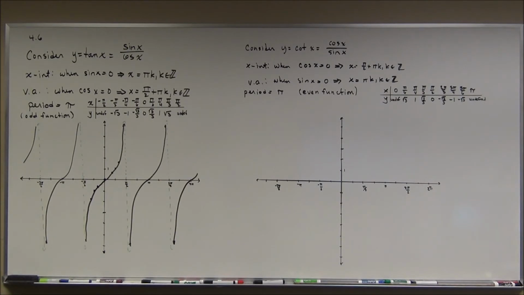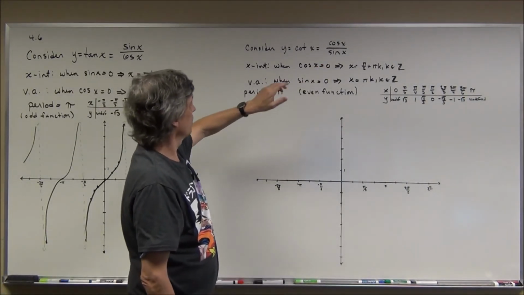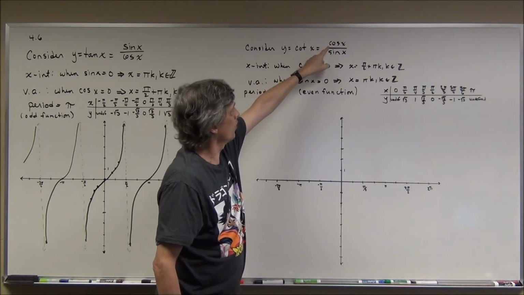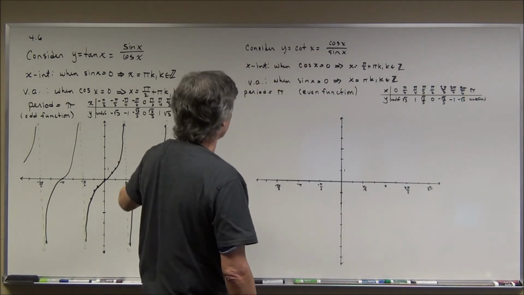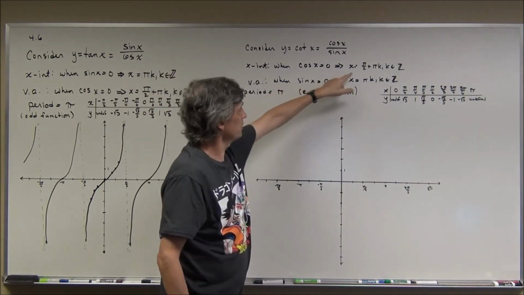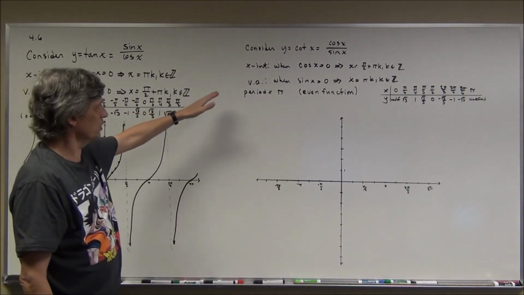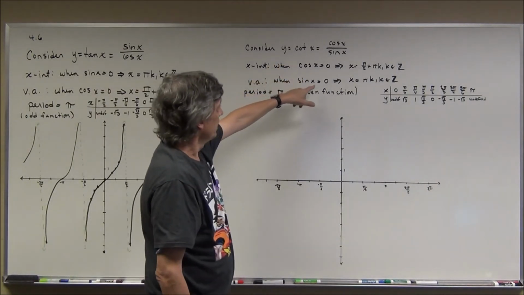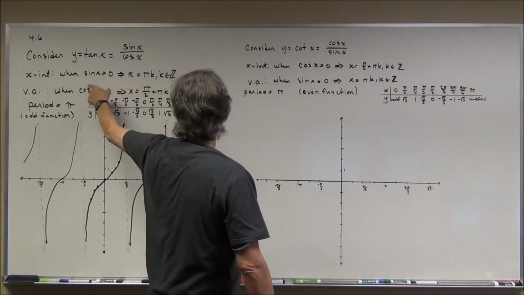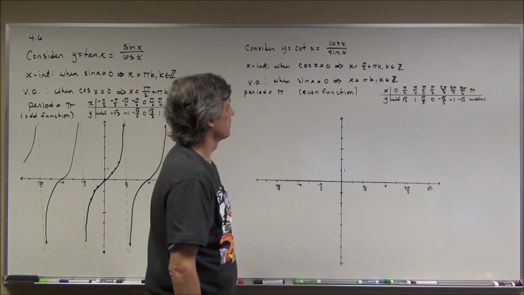Now remember that the cotangent of x is defined as the cosine of x over the sine of x, also another quotient identity. And of course, if we're looking for x-intercepts, we want to know when the numerator, which is the cosine of x, is equal to 0. Well, we looked at that back here when we were looking at vertical asymptotes, pi over 2 plus pi k, k an element of the integers. And the vertical asymptotes, when the denominator is 0, happen at multiples of pi, pi k, where k is an element of the integers.